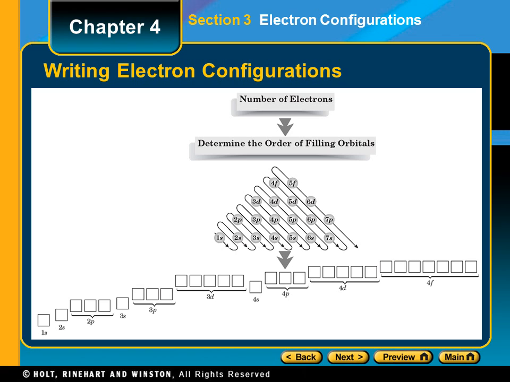See that squiggly arrow? You start with 1s, you fill 1s first. Then you go from 1s to 2s. You go from 2s to 2p. You go from 2p to 3s. 3s to 3p. But now, instead of going from 3p to 3d, you go from 3p to 4s. 4s comes before, and after 4s, you go all the way up to 3d.